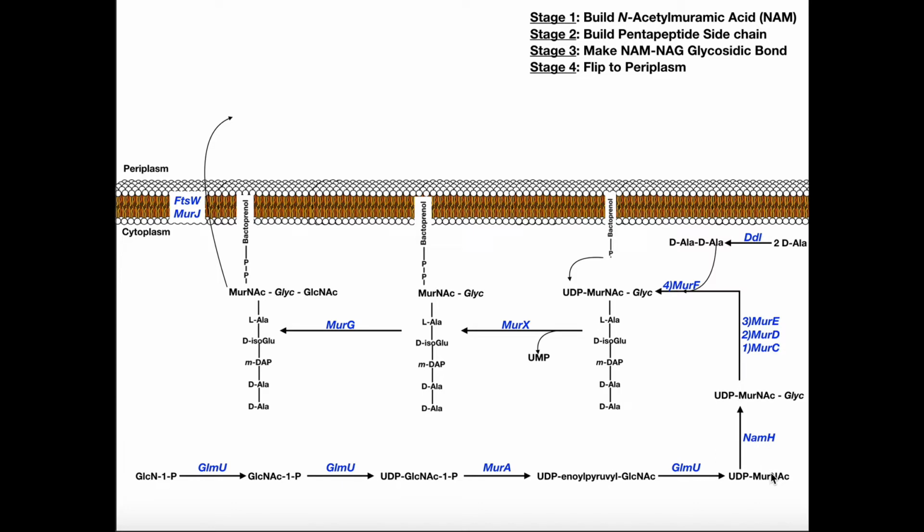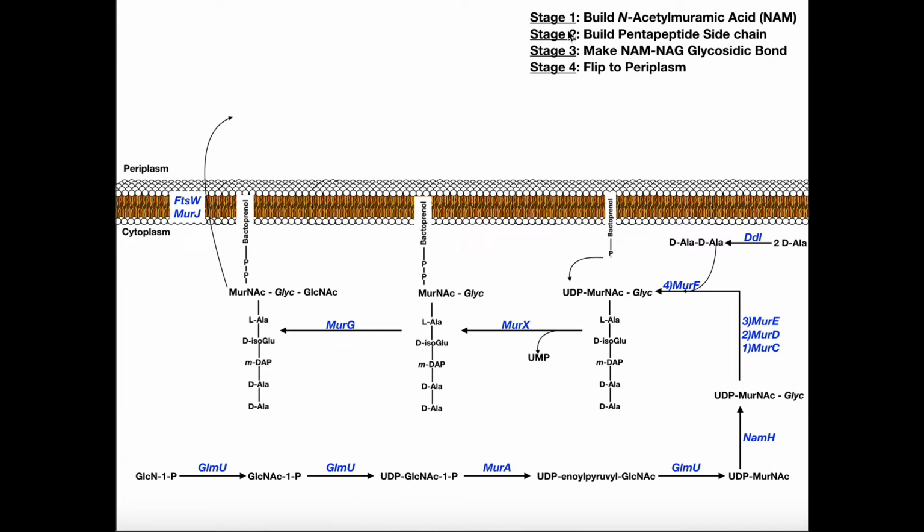But you can actually take a look at this next structure up here, and you'll see that there's actually an OH group on the acetyl group. Okay, so we're going to convert UDP N-acetylmuramic acid into UDP N-acetylmuramic acid with this glycolyl. And this glycolyl just refers to the fact that there's that OH group on the acetyl group. All right? And this is catalyzed by NamH. So that accomplishes stage 1. We've now built our NAM, N-acetylmuramic acid, in its mature form.